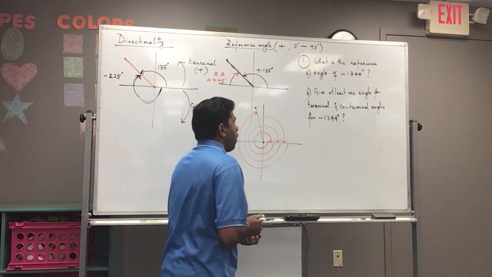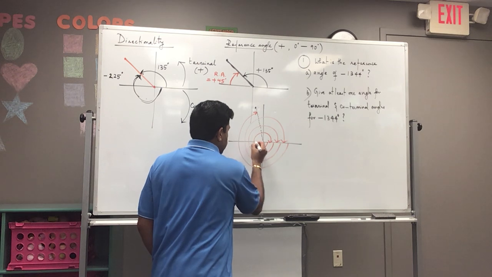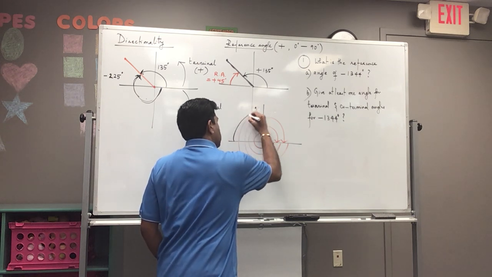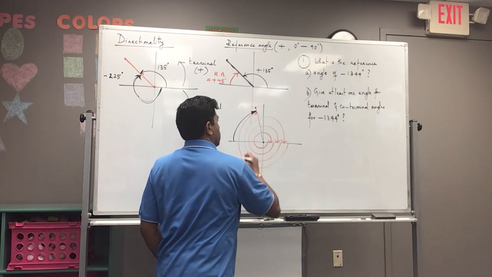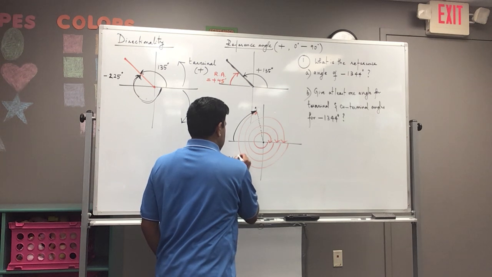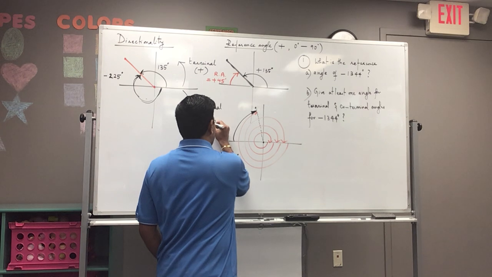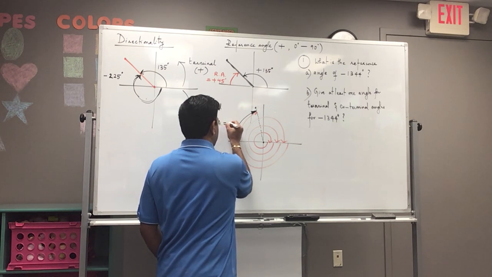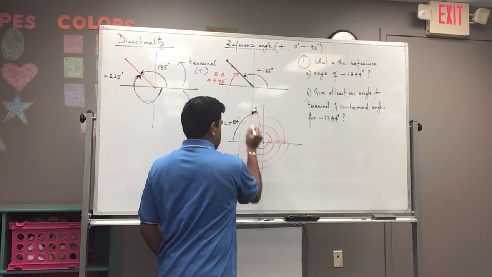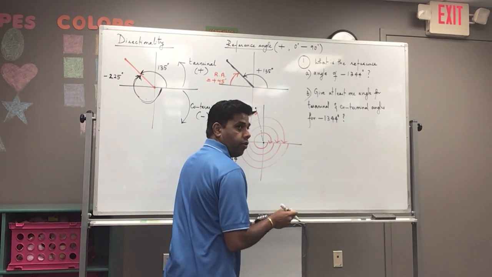Okay? What is a reference angle? So reference angle is always to x-axis. So this is my reference angle. So how much was that? Negative 264. So this was what? 84. So the reference angle is positive 84. Am I right? I think so. Yeah, 84.